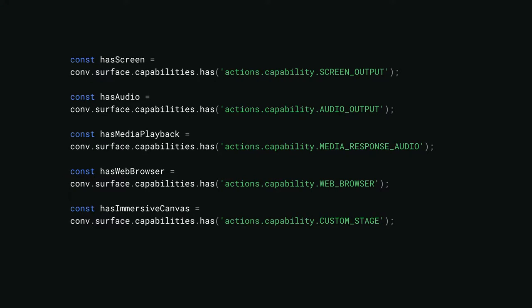One thing in this slide I want to point out is, as a developer, you don't really know the type of device that your user triggers your action on. But you do know the capabilities of that device. Remember, that's all you can check, which is capabilities.